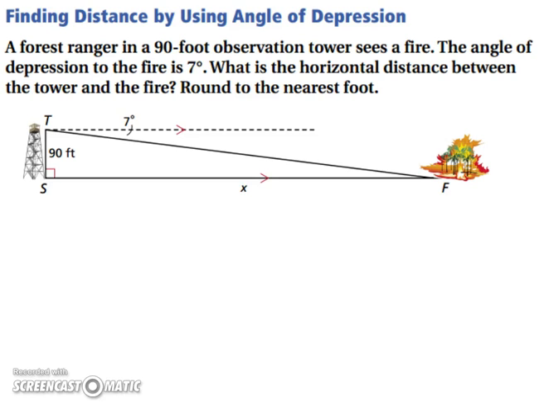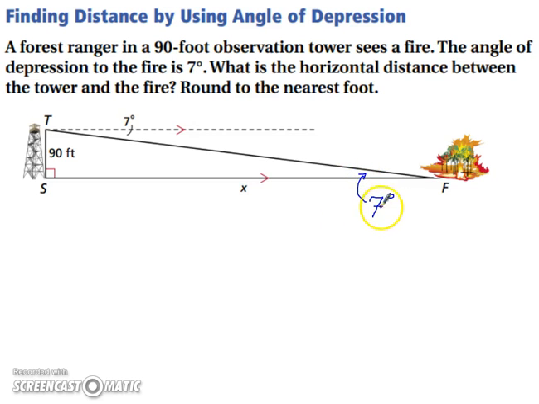Alright, now that you've had a chance to try it on your own, let's try it together. A forest ranger in a 90-foot observation tower sees a fire. So they're in the 90-foot observation tower, that's where the 90 came from, and sees a fire way over here. The angle of depression to the fire is 7 degrees. What is the horizontal distance between the tower and the fire? Well, since we have two horizontal lines, we know they're parallel. They're also marked as such. So alternate interior angles will give you that this angle over here must be 7 degrees as well.